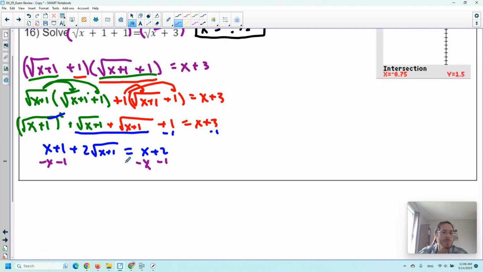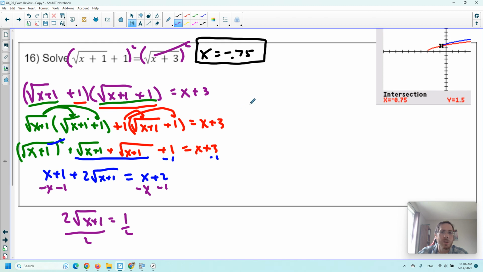So now I'm down to 2 radical x plus 1 equals, well, x minus x is 0. 2 minus 1 is 1. I can divide both sides by 2. I'm actually going to come all the way back up here then. So that's going to cancel the 2's out. So I get square root x plus 1 equals 1/2.